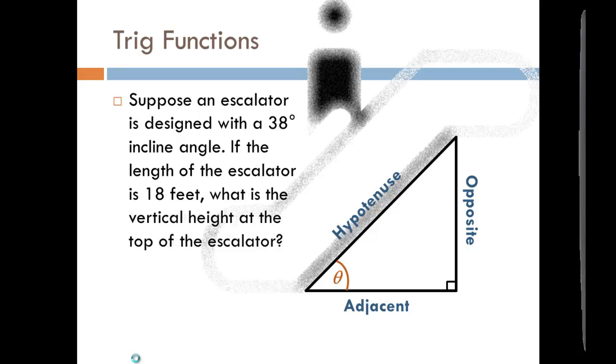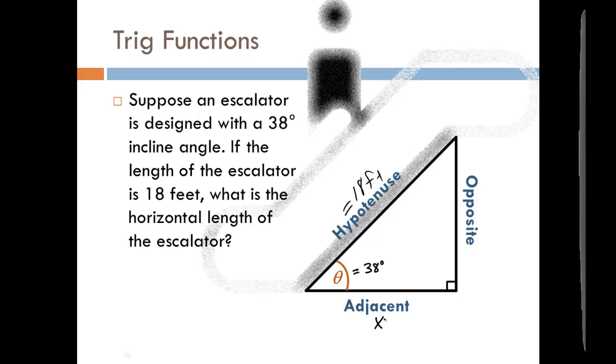Let's look at another example. Suppose an escalator is designed with a 38-degree inclined angle. Again, that's our angle theta here. If the length of the escalator is 18 feet, what is the horizontal length of the escalator? Again, the escalator itself, that's the hypotenuse, is 18 feet. So it's the same setup we had in the first example. What is the horizontal length of the escalator? Horizontal is the bottom side, so that's our adjacent side. This is the one we're looking for. Let's just call this x.